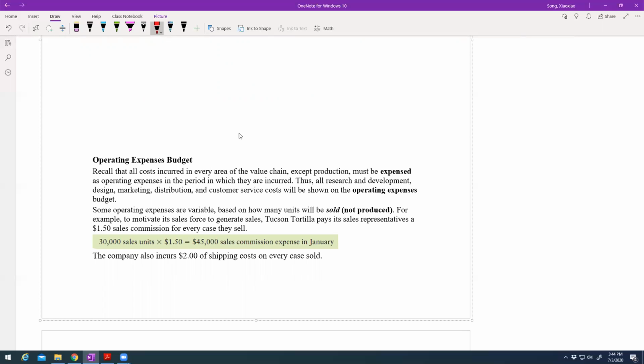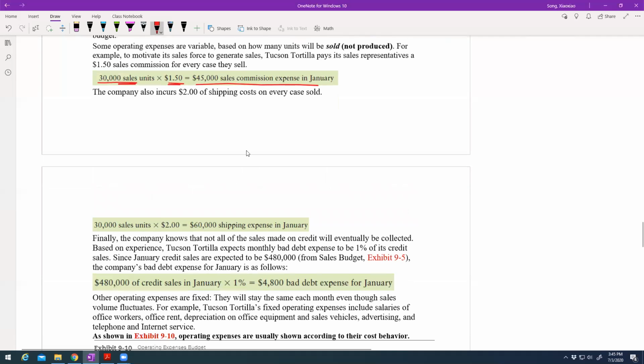We said all the period costs will be expensed at the same time as they are incurred. So this is called the operating expense, or the non-manufacturing costs. Some examples are sales commission. You will sell 30,000 units, and when the salesperson sells one unit, they get $1.5, so you get $45,000 as sales commission. You also have a shipping cost. Those are all operating costs, not production costs.